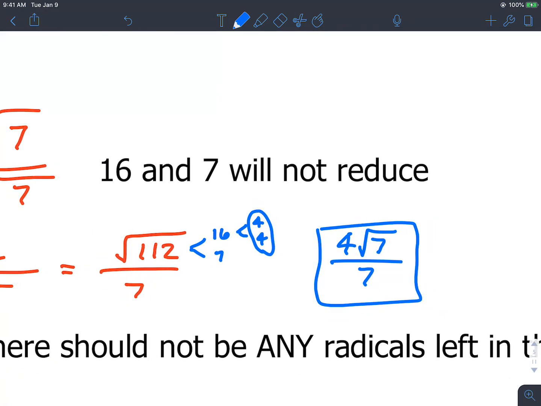Now, a common question I'll get from students is, hey, can we cancel these 7s out right here? Since one's inside the radical and the other one's outside the radical, you cannot. They have different rules going on here. The only numbers that you can reduce are numbers that are outside of the radical together, which in this case, 4 and 7 don't reduce, so you leave it like that. So that is going to be it on that one.